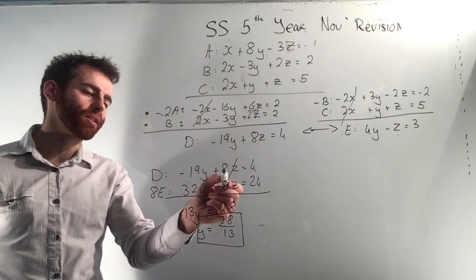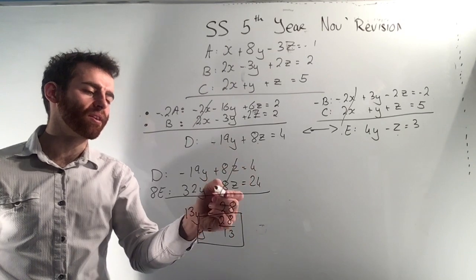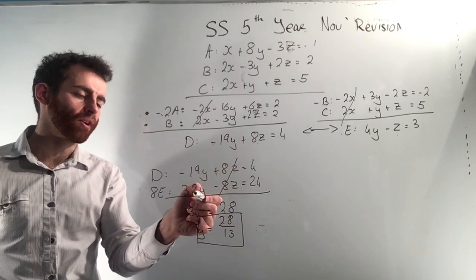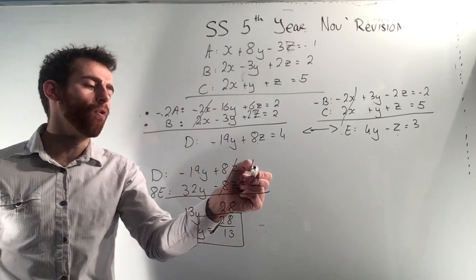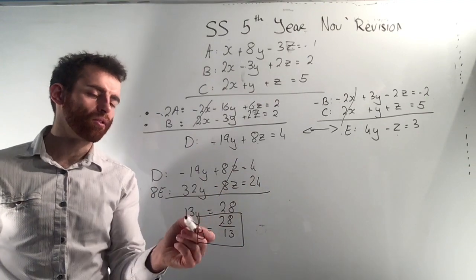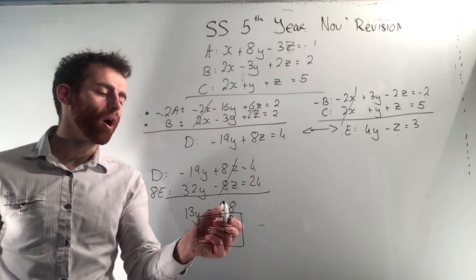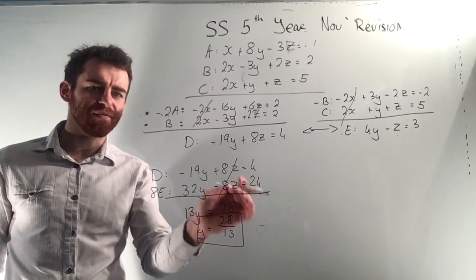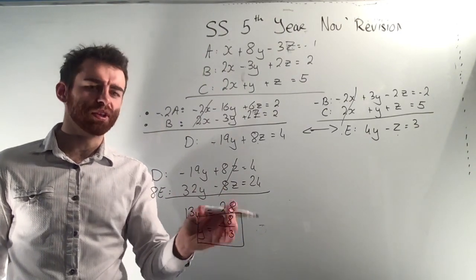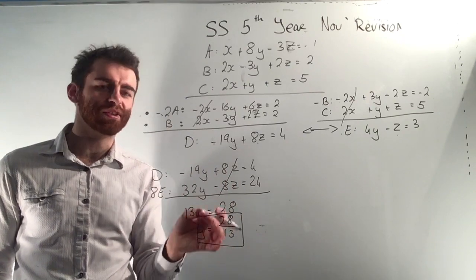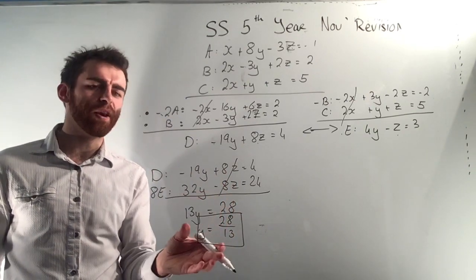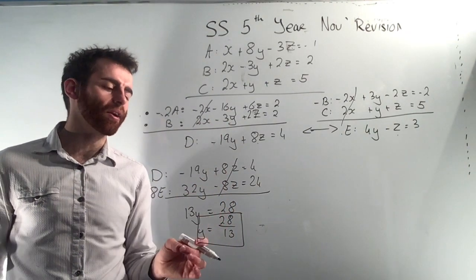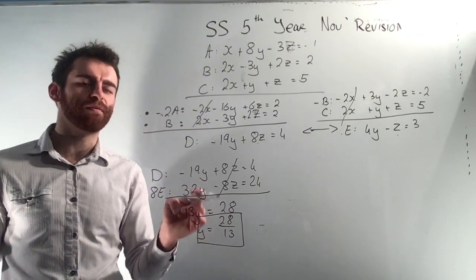Now when I add my two lines together, 8z minus 8z is 0, minus 19 plus 32 is 13y, and 4 and 24 is 28. So 13y equals 28, that means that y is 28 over 13. So just be aware you can get very awkward answers like that. I wanted to go through this one because sometimes the answers are very awkward. Now that we've found our y, I'm going to sub back in and find the value of my z and then find the value of my x.